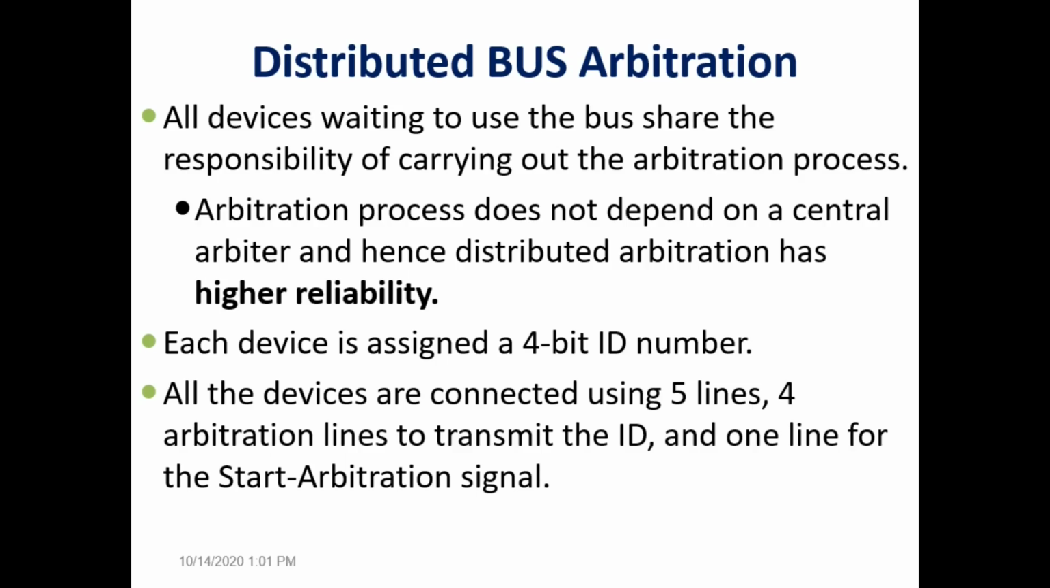Since here there is no single arbitrator like the processor, this scheme is more reliable. If one particular device fails, there are a lot of other devices which contribute to the arbitration process. In the centralized arbitration process, there is a single arbitrator, and if it fails, the arbitration process cannot be continued. In this process, every device is assigned a 4-bit ID number. A unique ID number is given for every input output device.